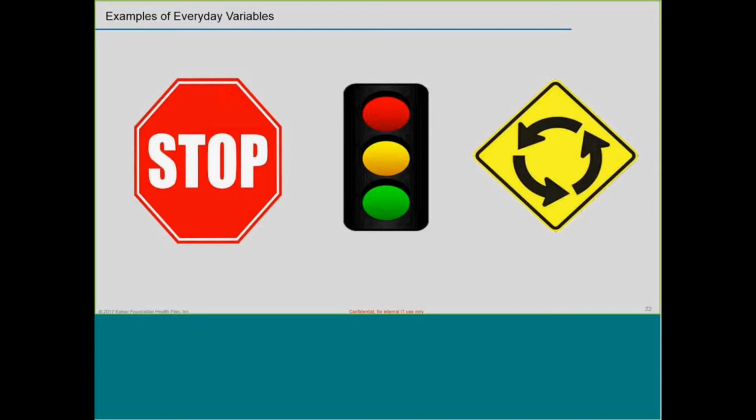Here's some examples of variables that we see in our everyday life. Anytime we have to stop what we are doing, that is a big variable in a process. An object in motion wants to stay in motion unless something stops it. That thing that stops it or slows it down or redirects it or challenges it in any kind of way is a variable.